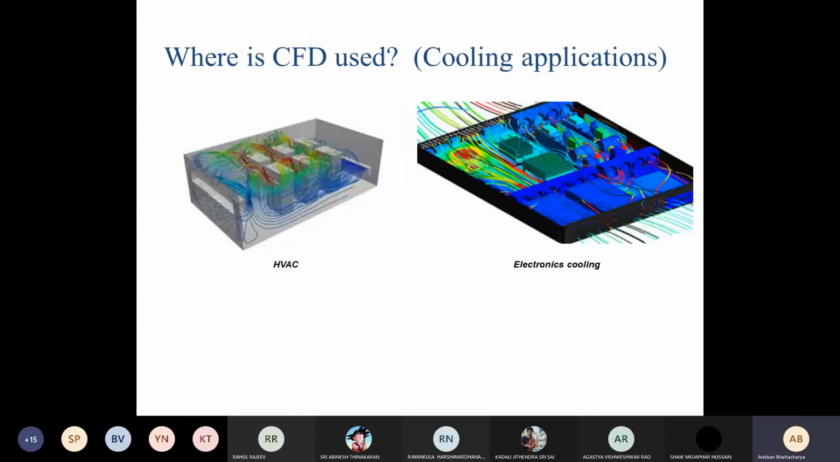Then another major application nowadays is cooling applications. This has become very prominent because with the increasing use of electronics, we need very good cooling technology. For example, all of us use laptops, right? Laptops have very cramped, very small spaces. If you remove the back panel of a laptop, you will see how the cooling is done.